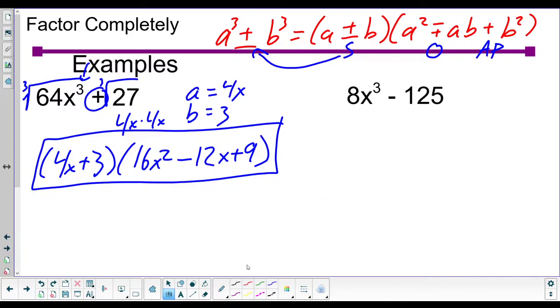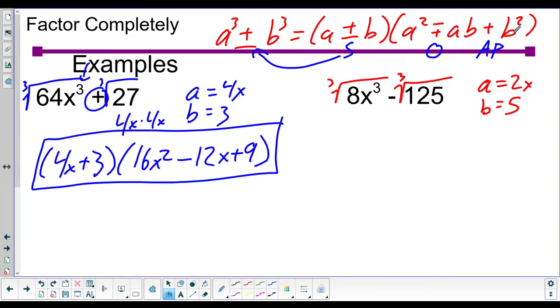All right, one more. This one's a difference of cubes because we have a minus sign. Same process though. We need to start by finding a and by finding b. So we're going to take some more cube roots. The cube root of 8 is 2. The cube root cancels the cubed and we get x. The cube root of 125 is 5.